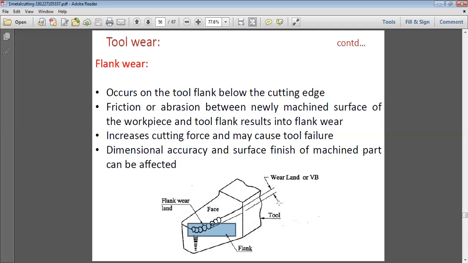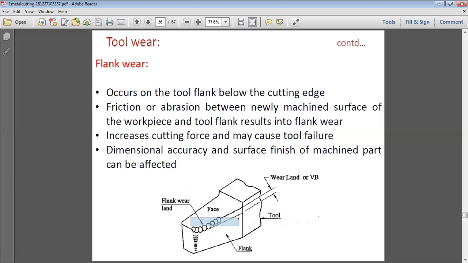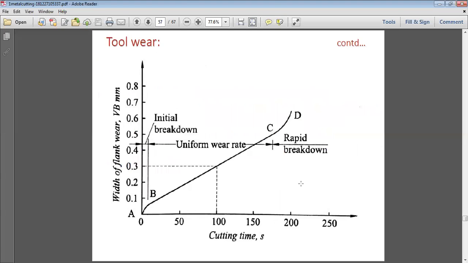So if we see, this is the rear land, this is the tool, this is the flank, and on this side the cutting edge is here, and this is below the cutting edge. Normally we call this the rear land, where the actual flank wear is taking place. So below the cutting edge, near the face of the tool, there will be the registration of your flank wear in this case.